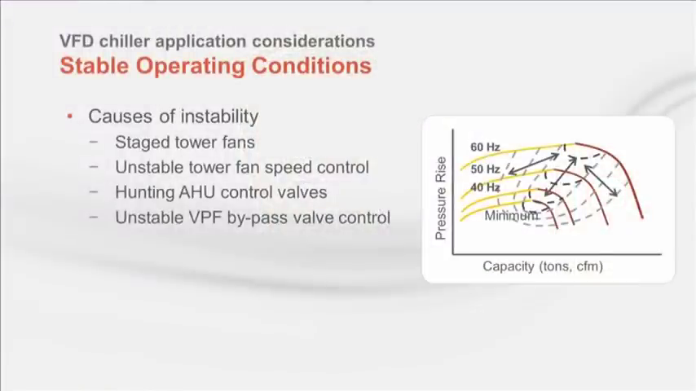Unstable control can take many forms. Constant staging up and down of fixed speed, multiple speed, or even variable speed tower fans, hunting air handler control valves, or a hunting variable primary flow bypass valve. Unstable control cycles any chiller through periods of overcooling and undercooling. The chiller must constantly fight against the varying temperatures or flows to meet its main goal, to maintain its leaving chilled water temperature. This not only reduces its operating efficiency, it causes additional wear and tear on all system components.